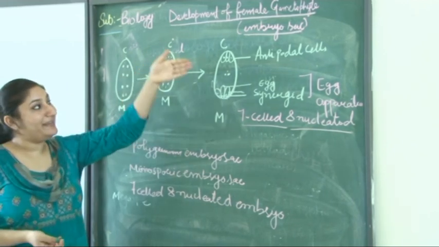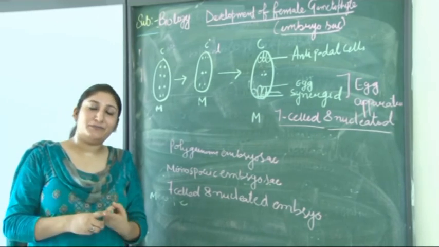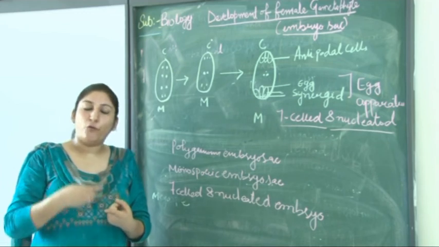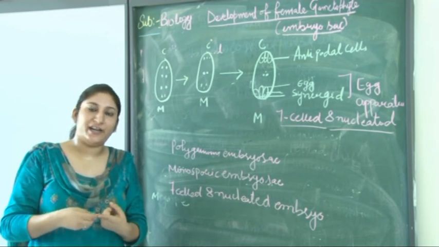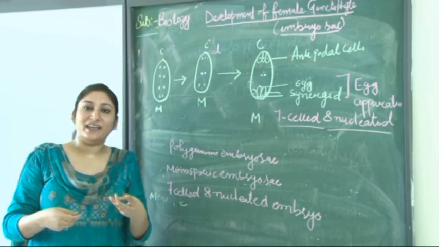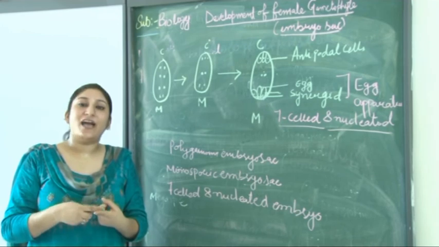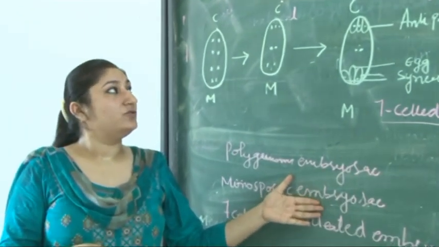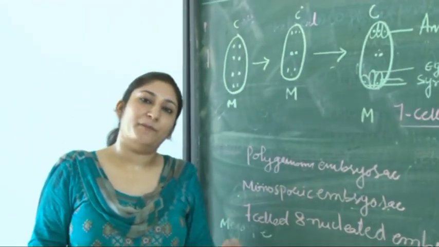where we start from a single megaspore mother cell which undergoes meiotic division. We get 4 megaspores, out of which 3 degenerate and only 1 remains, which undergoes mitotic divisions again, that is 3 karyokineses, and ultimately we get the 8-nucleated, 7-celled condition. So this completes your topic, the development of the female gametophyte, that is the embryo sac. Thank you.